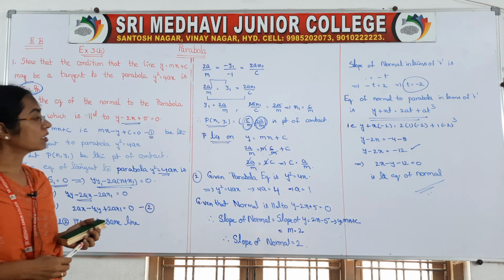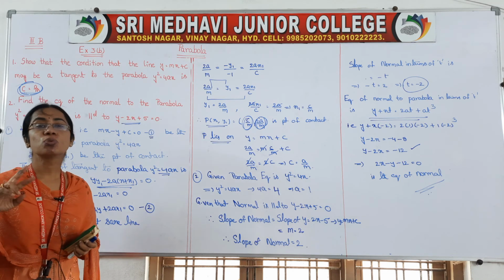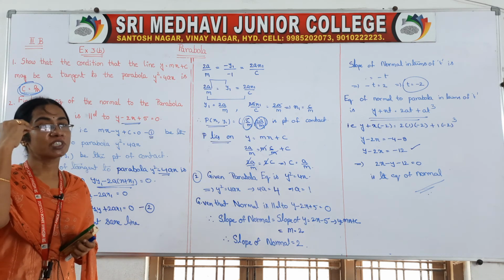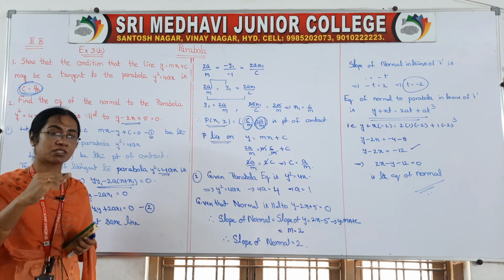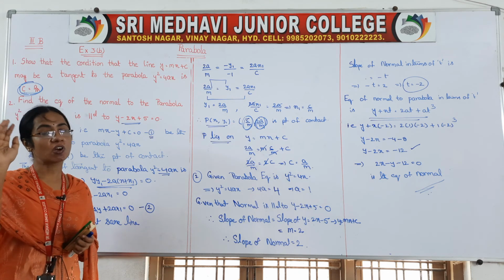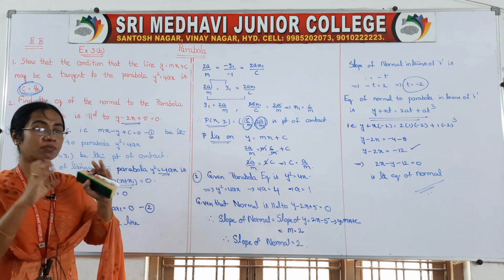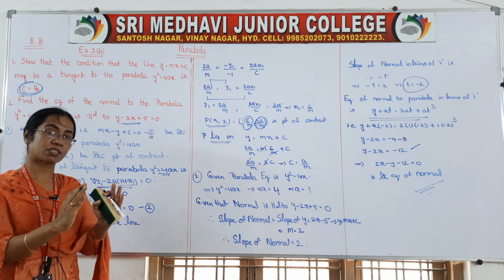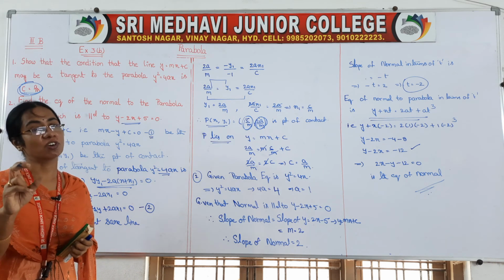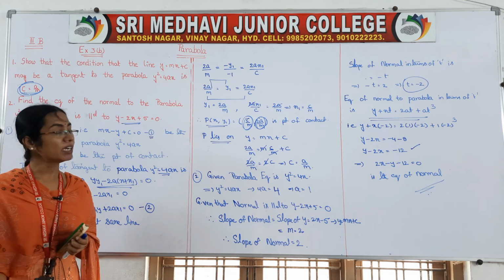Okay, so these are the two problems. In the first problem, which concept did we use? If two lines represent the same line, then we equate the x term coefficient by x term coefficient is equal to y term coefficient by y term coefficient is equal to constant by constant. By taking like that, x term into constant gives you your x value, y term into constant gives you your y value. With that you will get your point of contact. Substitute that point of contact in the tangent line equation, you will get your required condition.